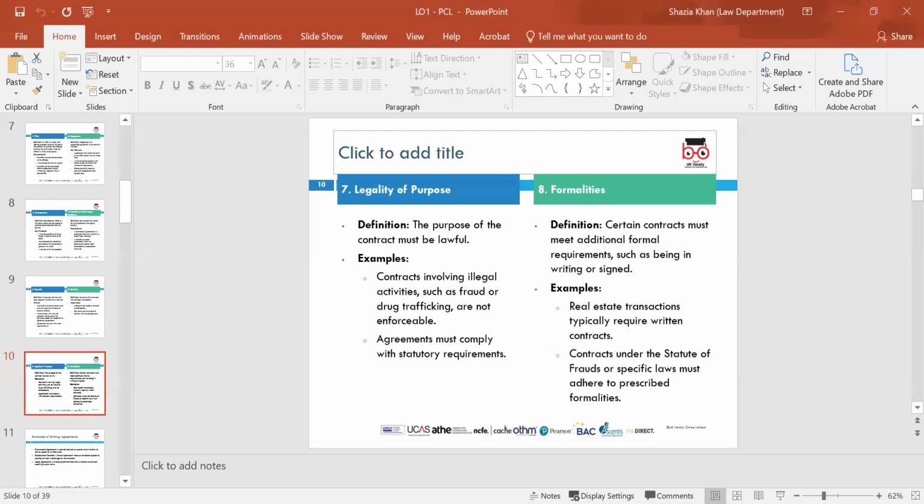Next one is legality of purpose. In contract law, legality of purpose means that a contract is only enforceable if its intended objective is legal and does not violate any laws or public policy. Essentially, the contract's purpose must be lawful to be considered valid and binding. If any term in the contract is illegal, the contract is then void and unenforceable.